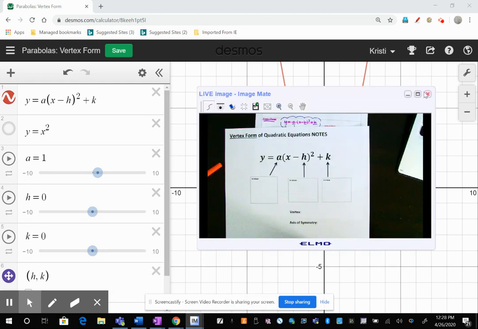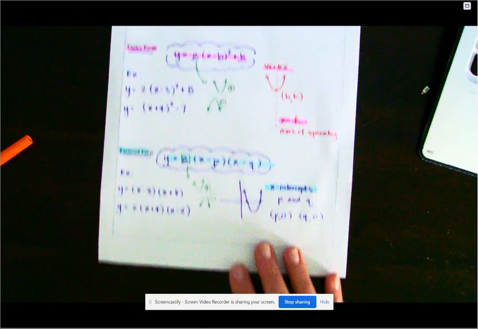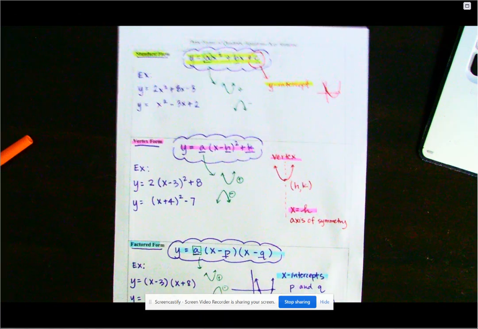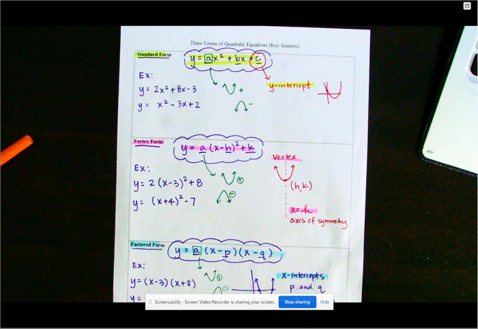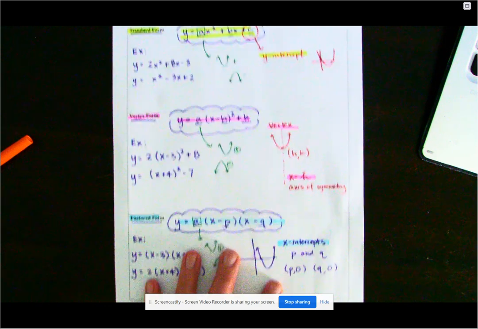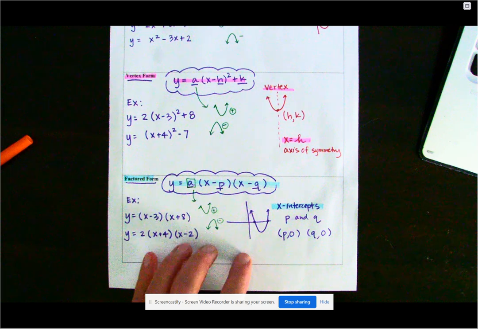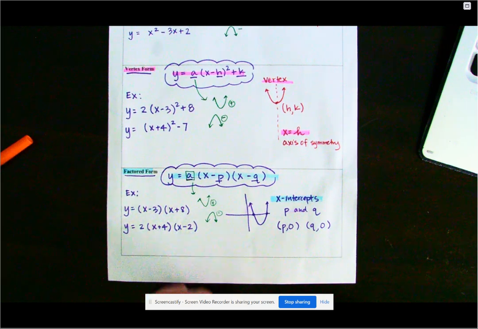Today we're going to take a closer look at vertex form, one of the forms we talked about last week with the quadratic equation. In our notes from last week, I went over three common forms we'll see quadratic equations written in: standard form, vertex form, and factored form. We're going to focus on vertex form this week and see what the numbers in the equation can tell us about its key features, because we're going to graph from it.